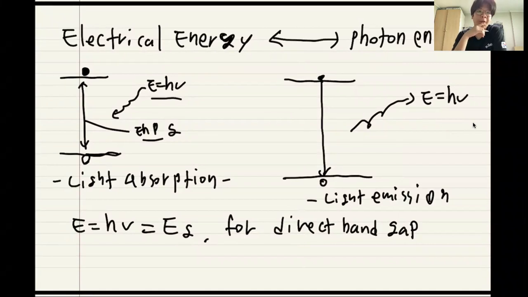So there are two mechanisms which work in opposite ways. First of all, if the semiconductor gets light energy, then electron hole pairs are generated, so we call this light absorption. We use it in solar cells and photodiodes or sensors.